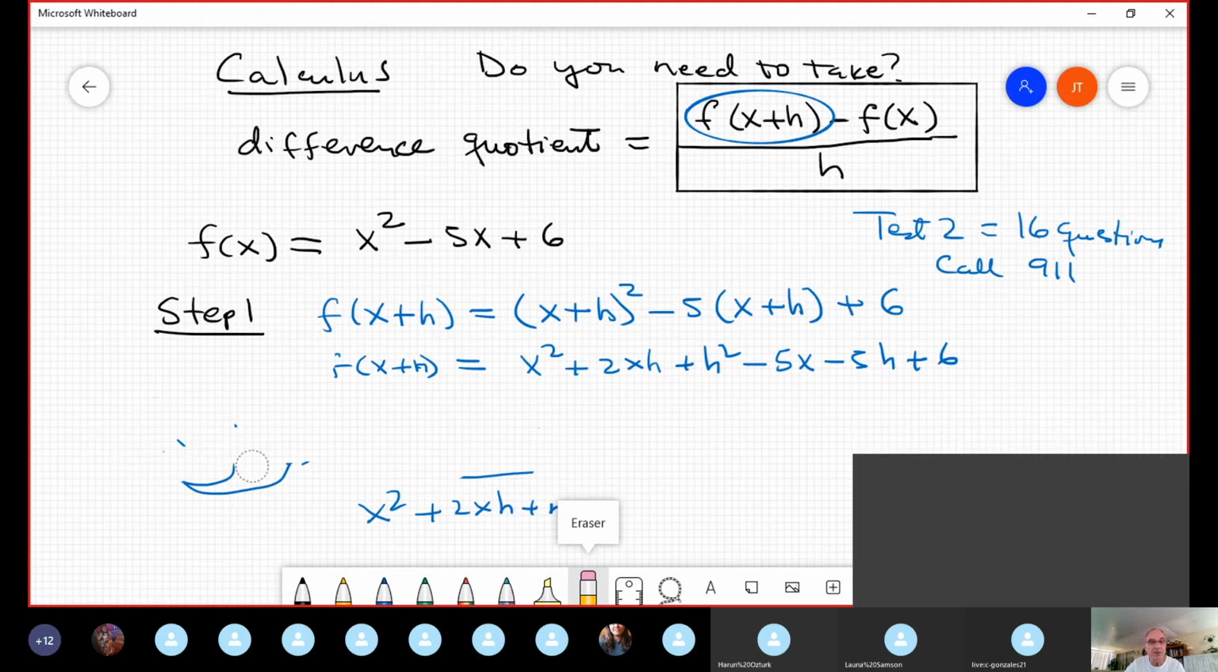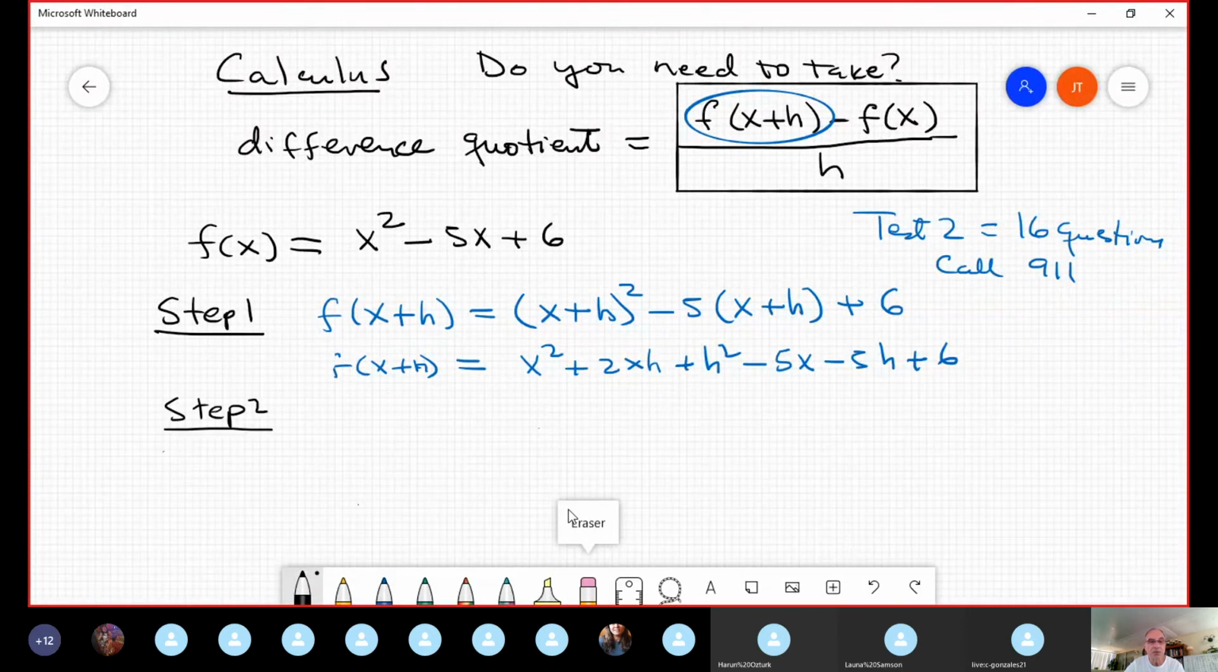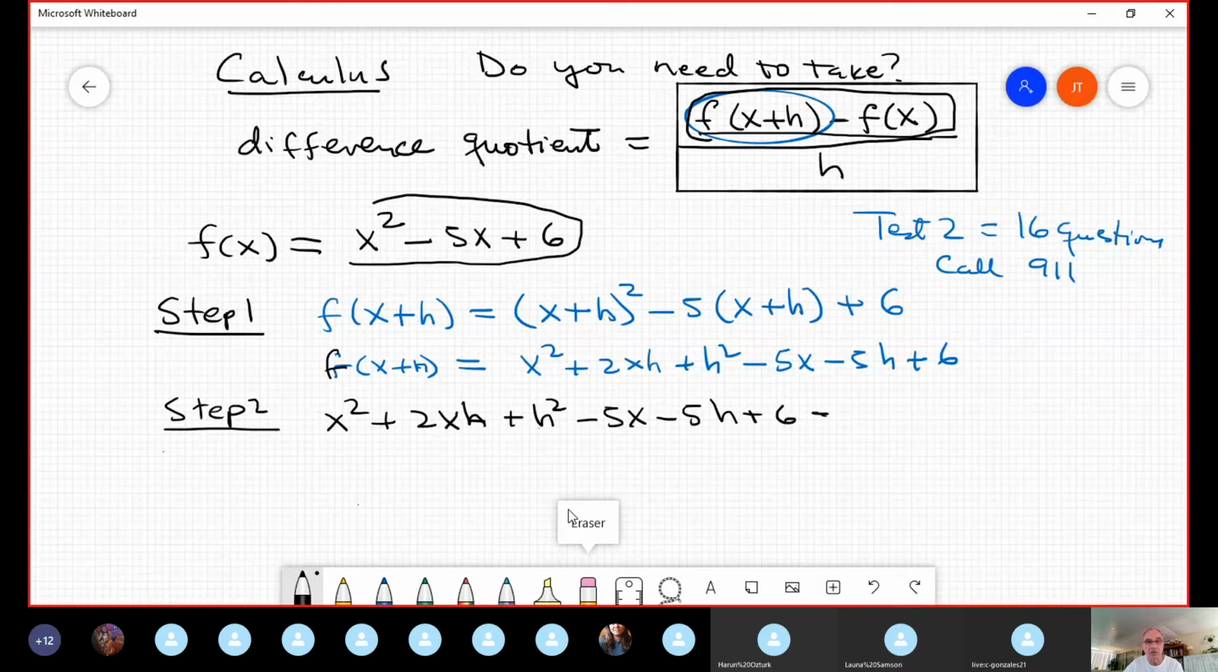The eraser for me is not good. Okay. Now let's go to step two. Step two is the top part, the totally top part. The top part is subtracting this expression I did before, and just copy it, subtracting minus the original, which is f of x.